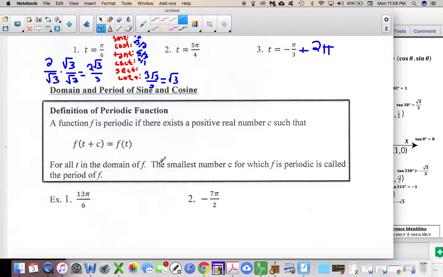And then periodic functions, that's exactly what I just got done telling you. Basically, the period of sine and cosine is 2 pi. After you get through 2 pi, sine and cosine basically start over again.